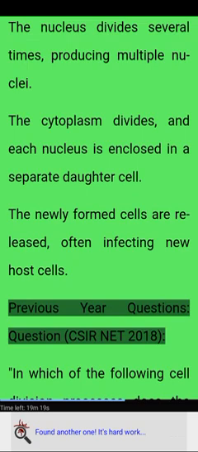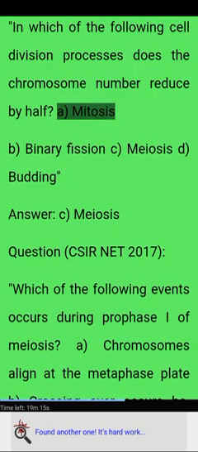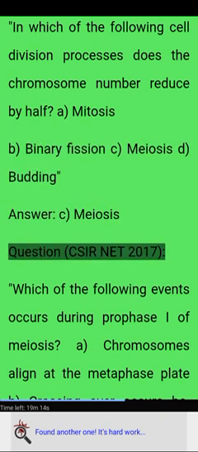Previous year questions. Question, CSIR NET 2018. In which of the following cell division processes is the chromosome number reduced by half? A. Mitosis. B. Binary fission. C. Meiosis. D. Budding. Answer. C. Meiosis.